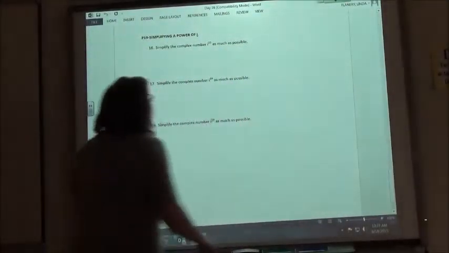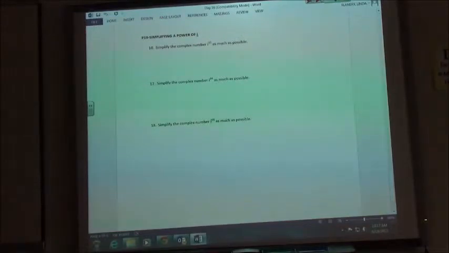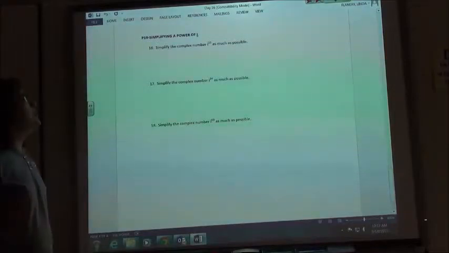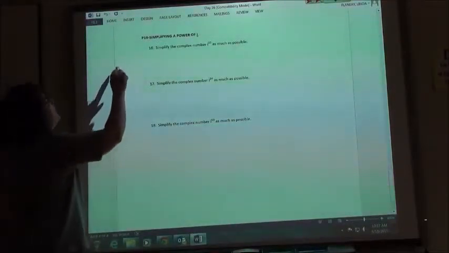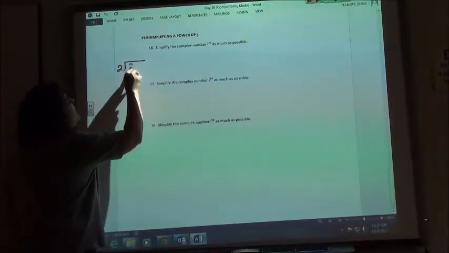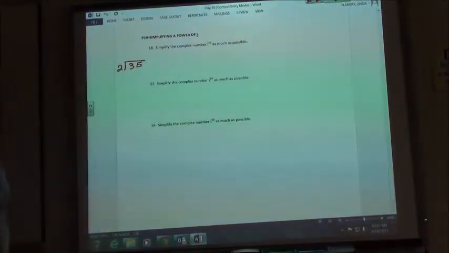And the last three on this page is simplifying when you have a higher exponent. And so what they're going to do is have you rewrite it in terms of i squared so that you can substitute in -1. And so they're going to first of all take 2 and divide it into 35 using the long division with the remainder like we did way back in, I don't know, 3rd grade probably.